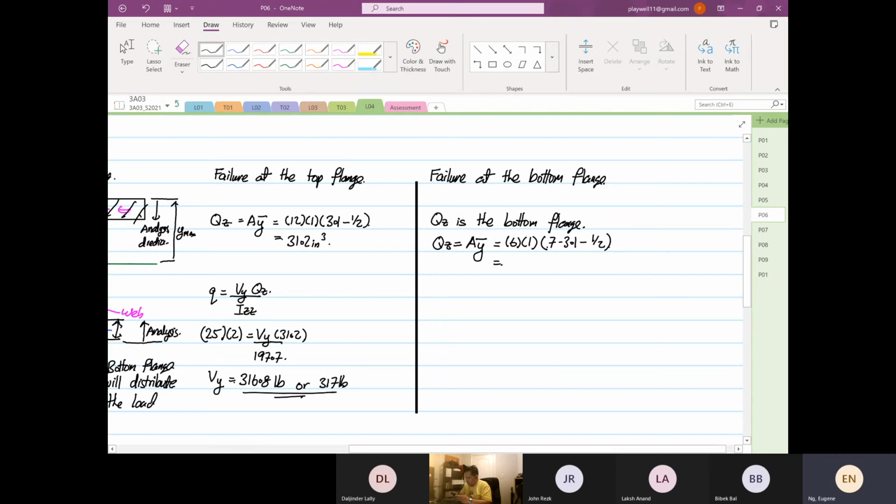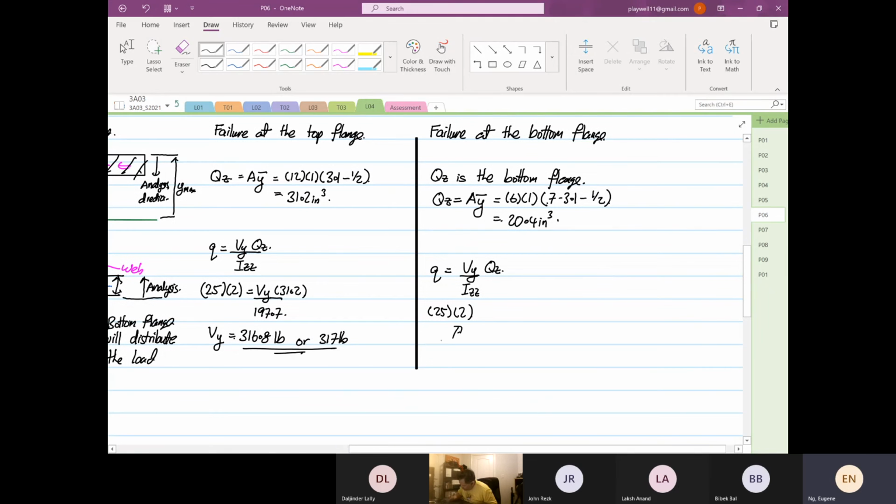So 7 minus 3.1 minus 0.5 times 6 times 1 is equal to 20.4 inches to the power 3. So therefore q is equal to Vy over Izz multiplied by Qz. So this is equal to 25 multiplied by 2 because you have 2 nails, left and right nails. This 2 over here is also due to left and right nails. Okay, so this is equal to Vy.